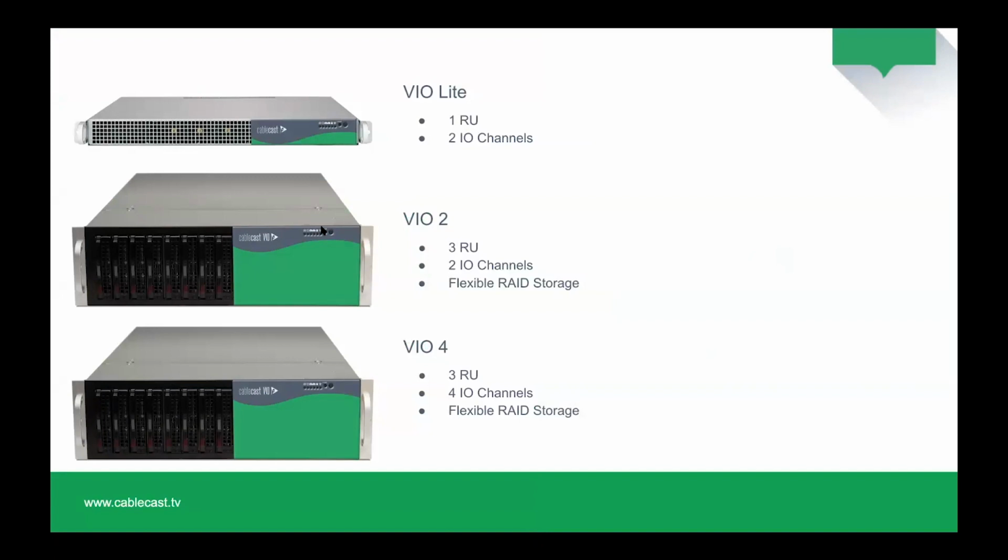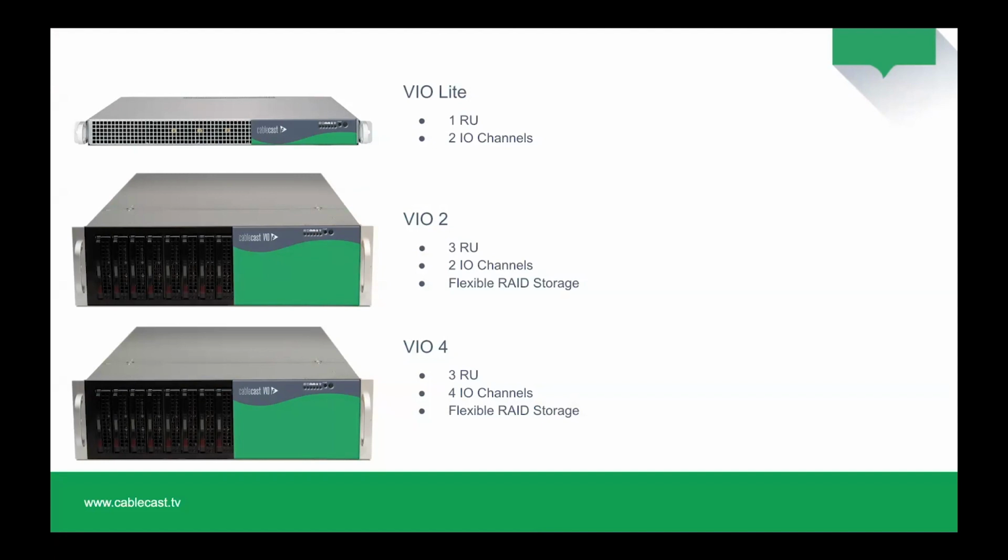So there's 3 models currently: the VIO Lite, which is a 1RU server. It has 2 IO channels. It doesn't have any redundant power, redundant storage, or anything like that. It's our entry-level model, but it can do either 2 channels, or it can do 1 channel and an encode channel. And it can do, we'll get to this a little bit later, the bulletin board, all built into 1 RU package.